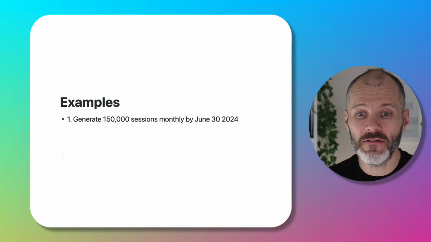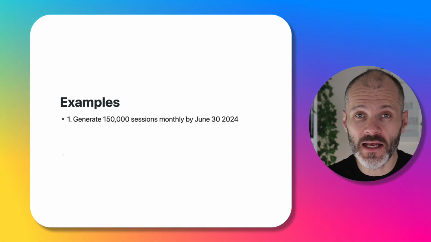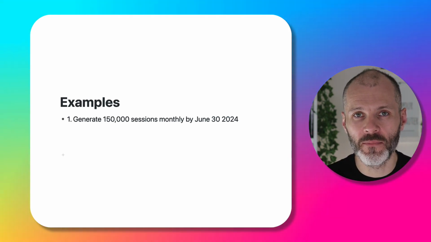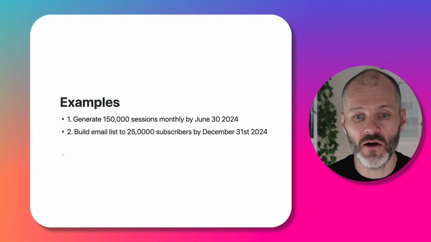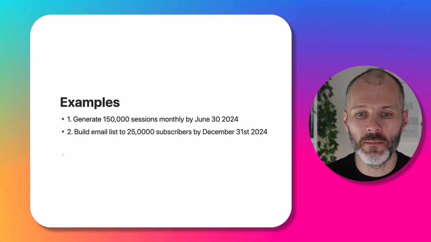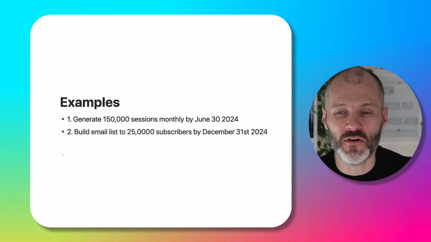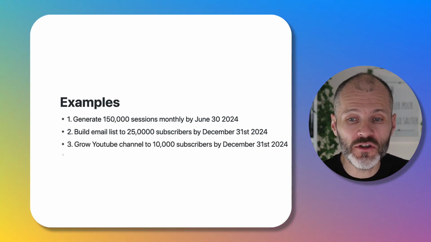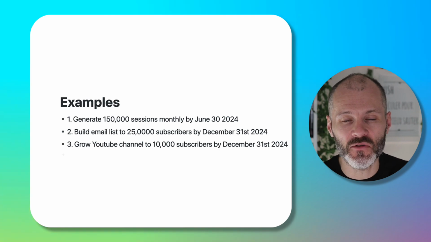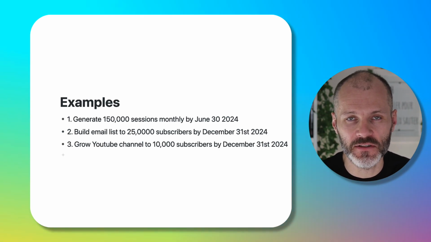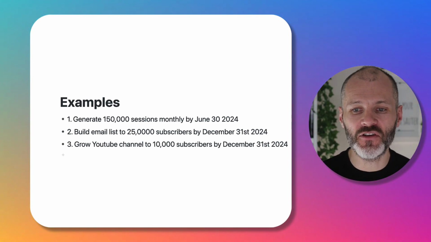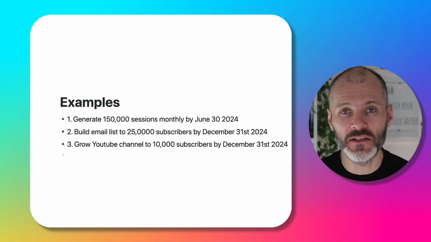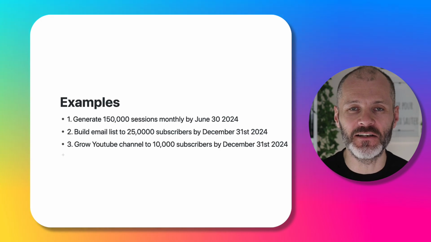So I'm going to generate 150,000 sessions monthly for a website that I run by June 30th, 2024. So this is a good example of a smart goal. Here's another one. Build an email list to 25,000 subscribers by December 31st. And one more. Grow a YouTube channel to 10,000 subscribers by December 31st. As you can see, I've picked a metric. I've gotten specific, I've picked something that's achievable and relevant to my business, and I've also set clear deadlines.